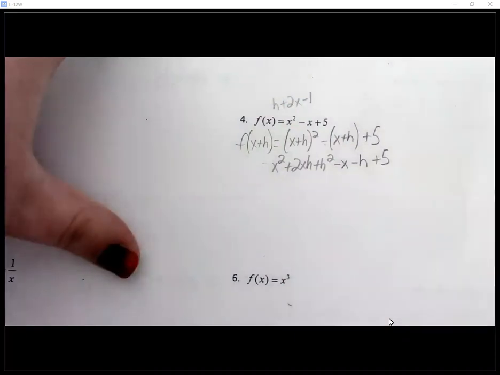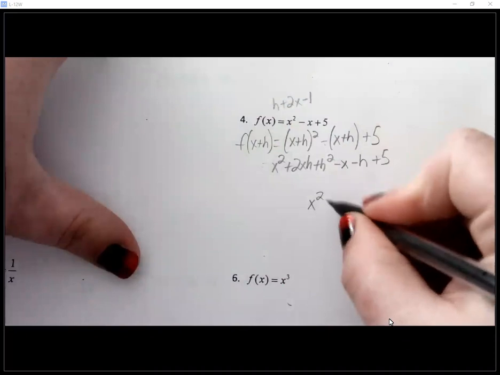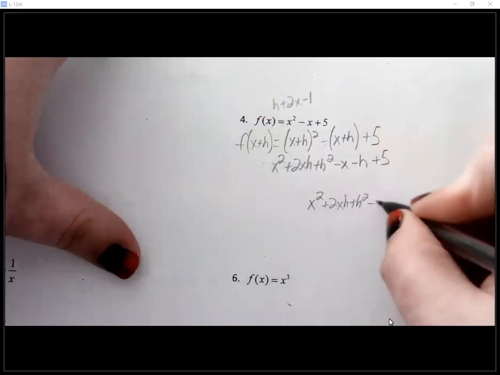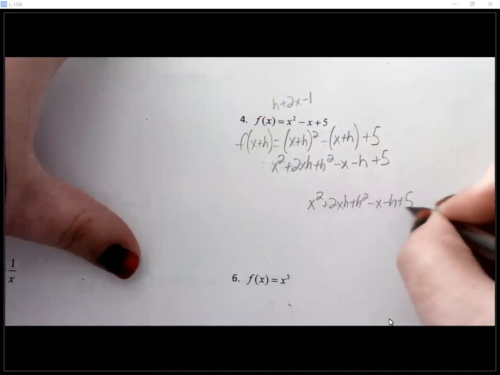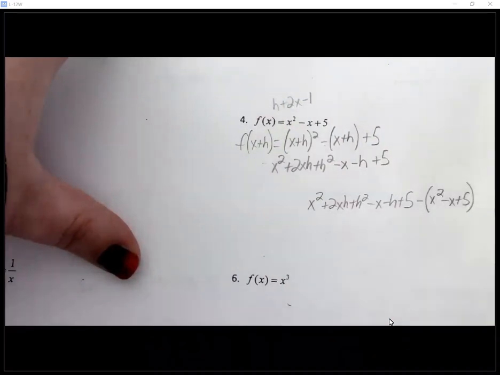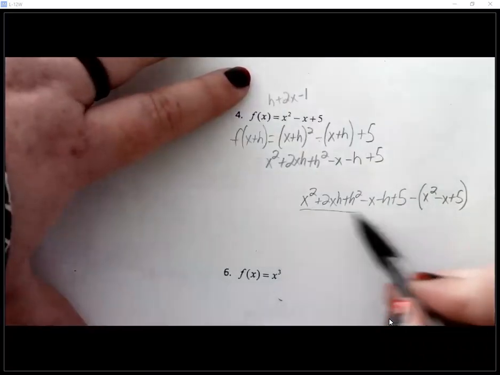Okay, so I'll do that right here. So here's f of x plus h, minus x minus h plus 5. Now I need to subtract from that all of f of x: x squared minus x plus 5. So when I distribute that negative, all those signs are going to flip and the whole thing will be over h.